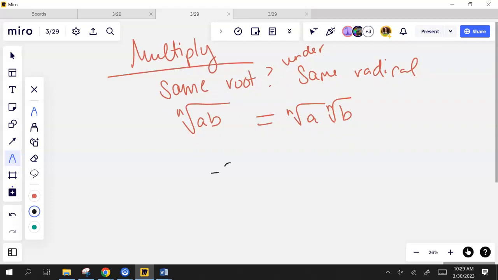So for example, -3 times the 4th root of 64 times -4th root of 8.